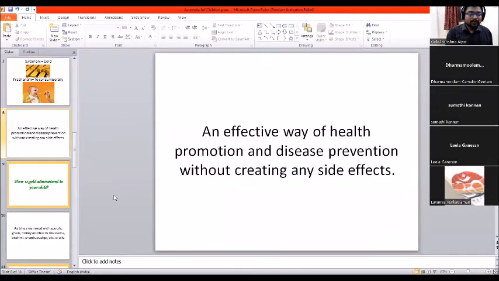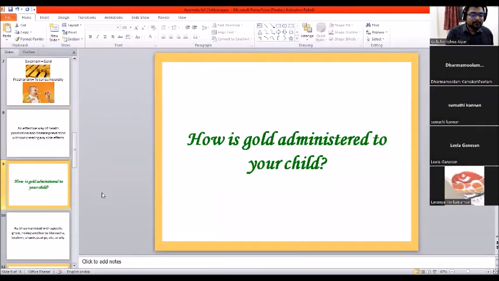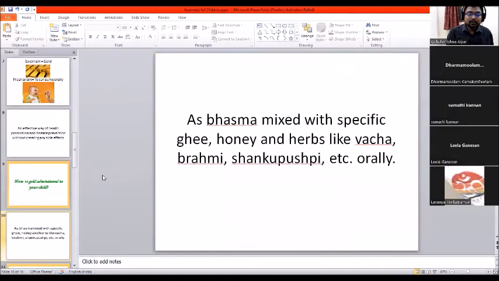And then, how is this gold administered to the child? This Swarna Bhasma is mixed with ghee, mixed with honey, and then mixed with herbs like Bacha, Brahmi, Shankhapushpi and others.